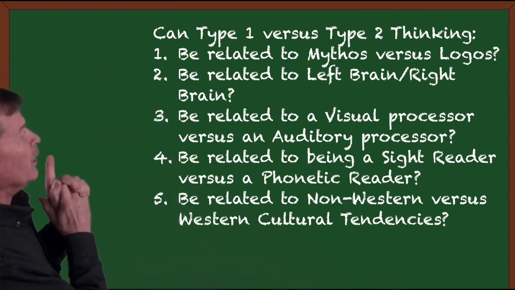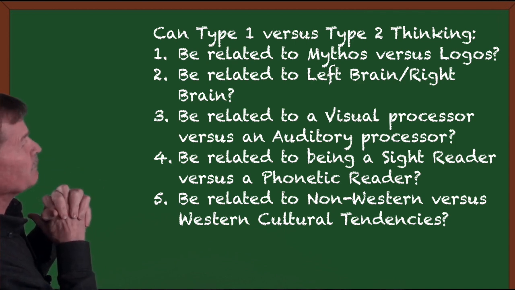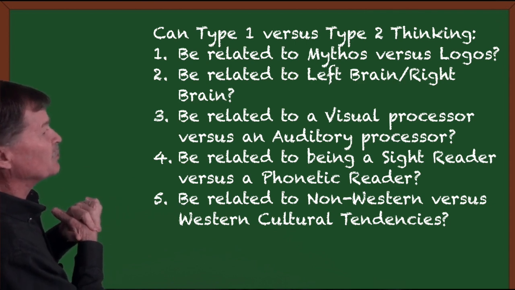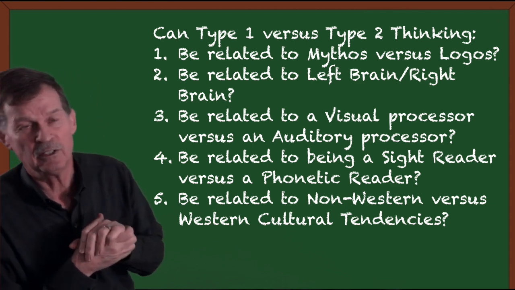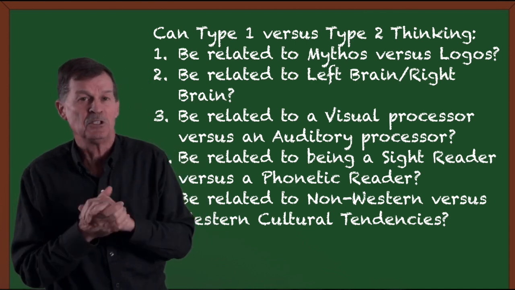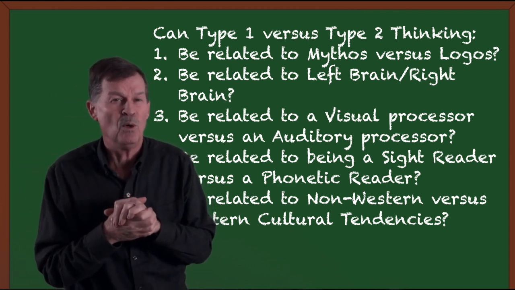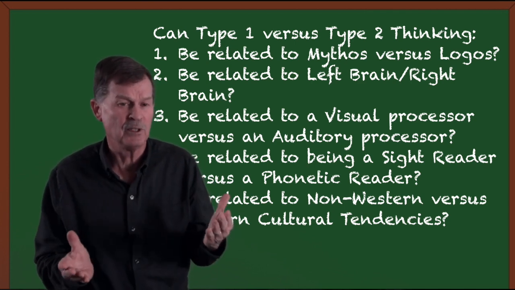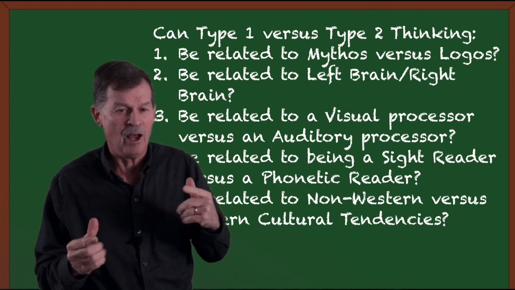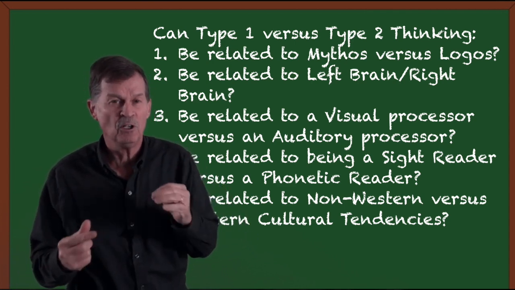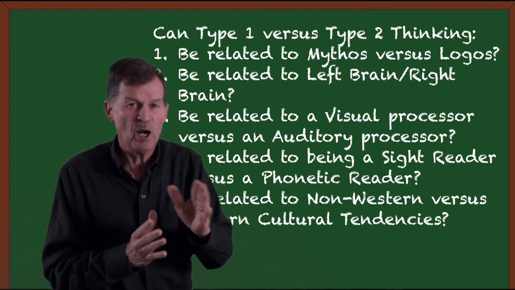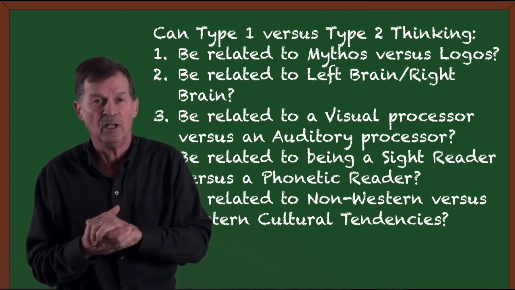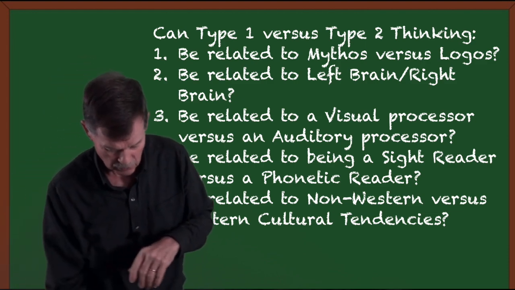Can type 1 versus type 2 thinking, number 5, be related to non-Western versus Western cultural tendencies? It's just a thought, but what that would mean is that we are all equally equipped, but our cultures have cultivated different preferences for different system types of thinking, type 1 or type 2.